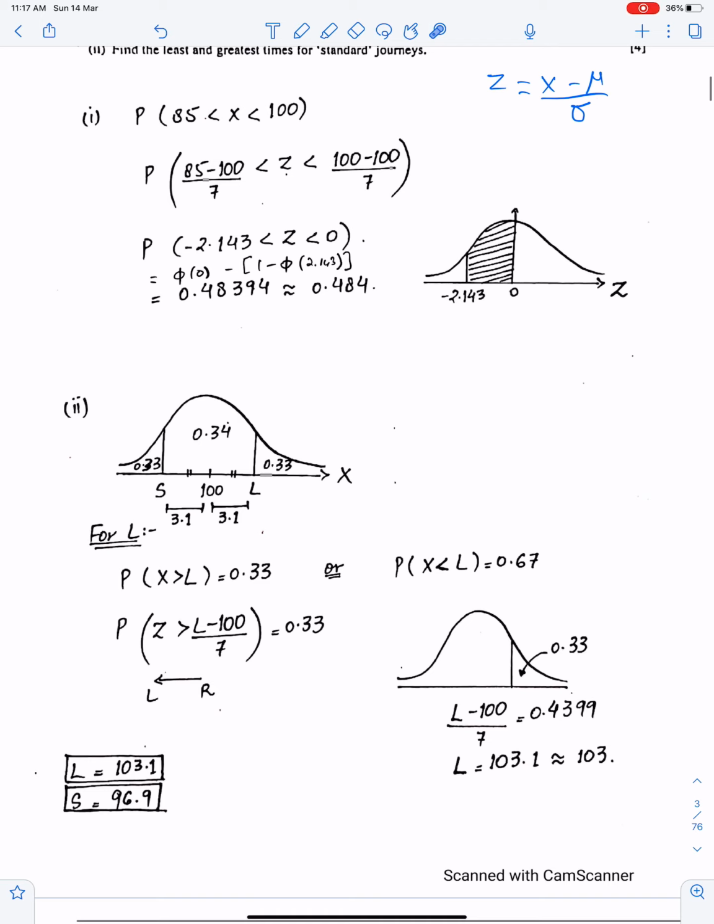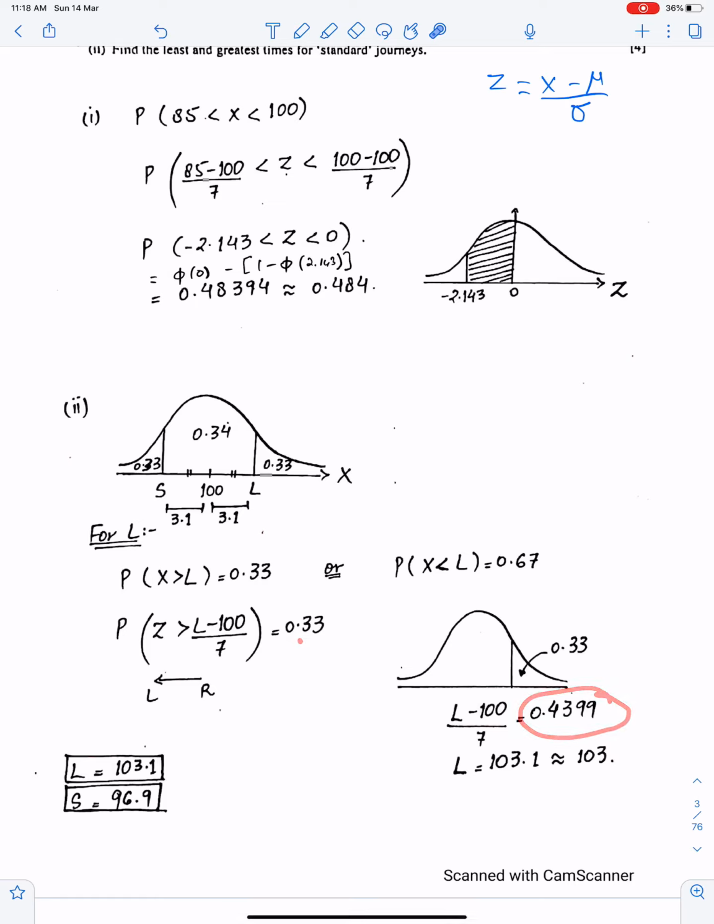So for L, you have two inequalities. Either use this or this. You have both the options. If you are writing x greater than L, then you need to write this probability here. If you are writing x less than L, then you need to add these two probabilities. I'm using this option. Since you are here, this number is positive. So your number will be positive, 0.33.